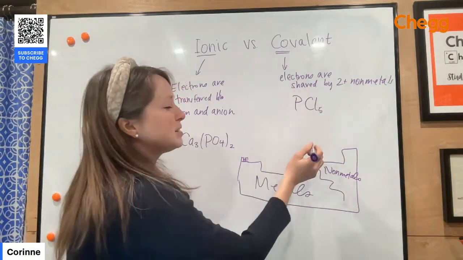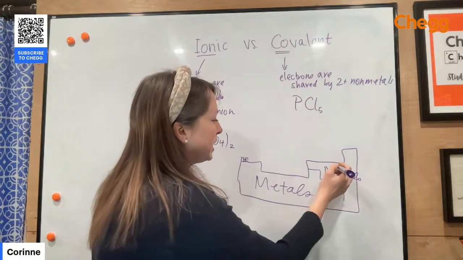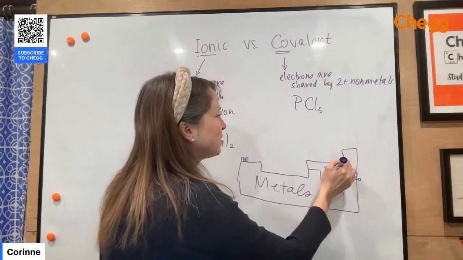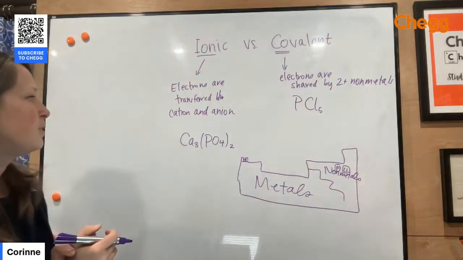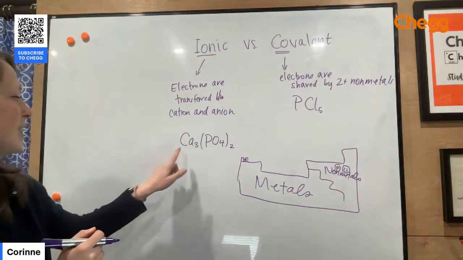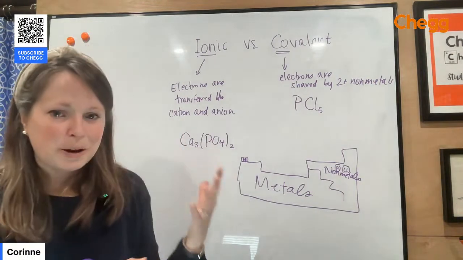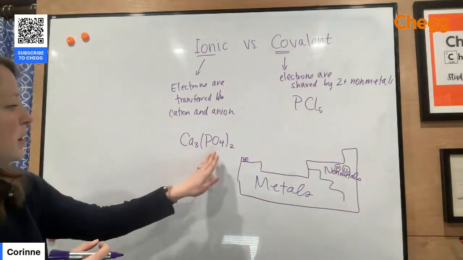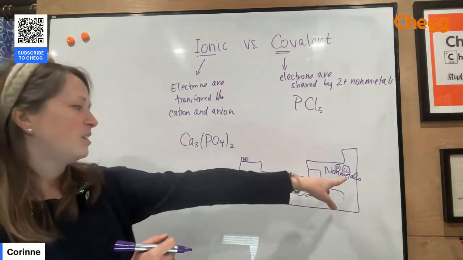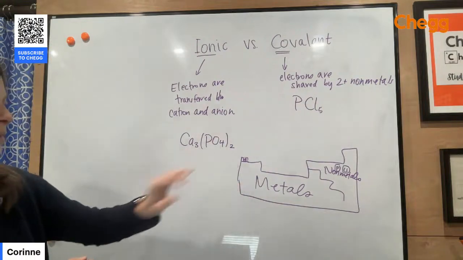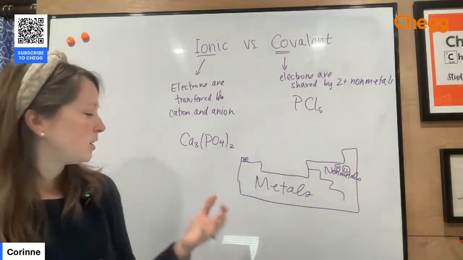So for example, PCl5, phosphorus and chlorine are just like two spaces away from each other on the periodic table. That's going to be a covalent compound versus calcium phosphate. We have calcium, our metal, bonded with phosphate. That's a polyatomic ion. Our anions are going to be nonmetals, right? But it's the transfer of electrons between calcium and phosphate that makes this the ionic compound.